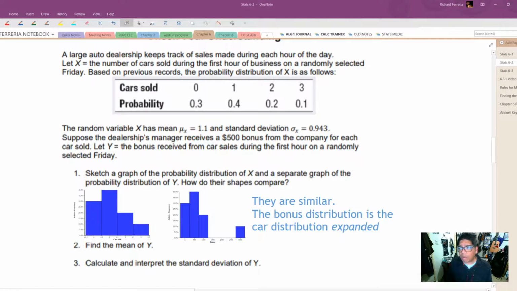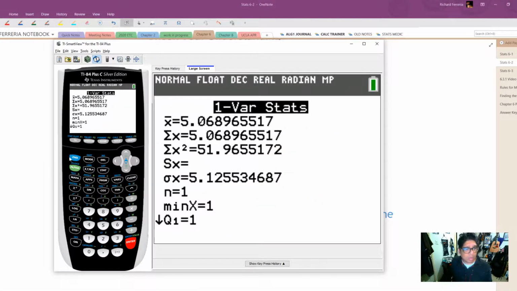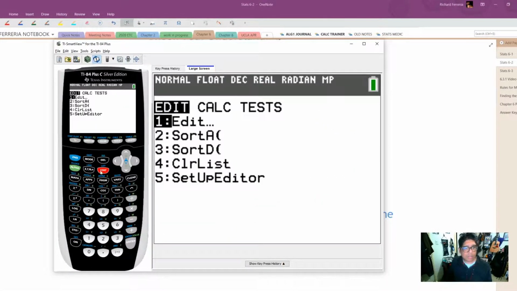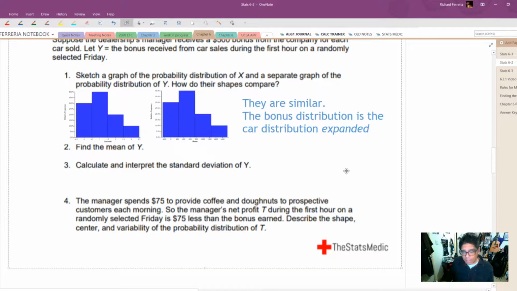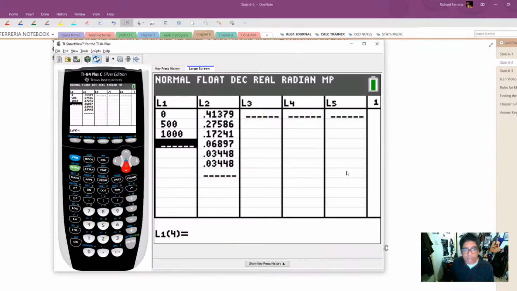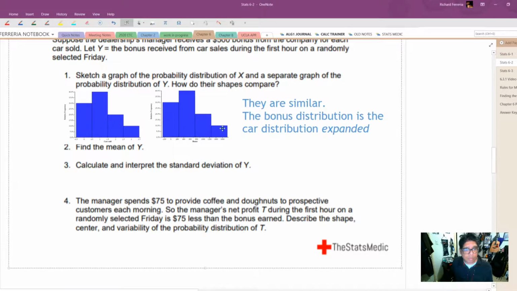Next, let's find the mean of Y. So we'll grab our calculator again, and we'll go to Stat, Edit, and then we'll put in the values for Y. And I realized that I made a mistake on the distribution here of the bonuses. I think I put a 3,000 instead of a 1,500.